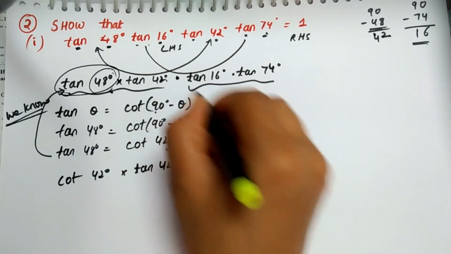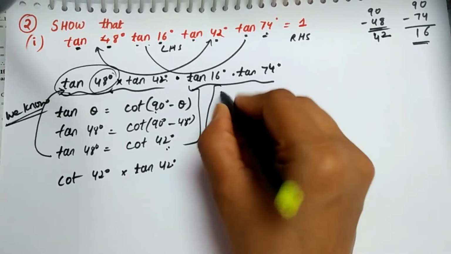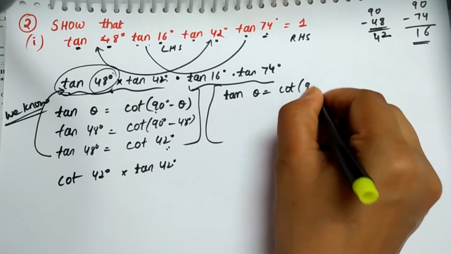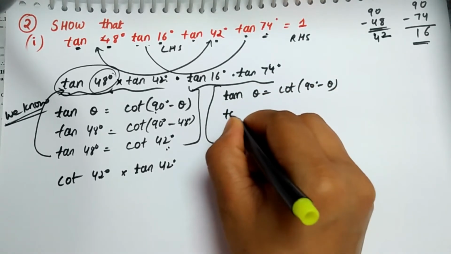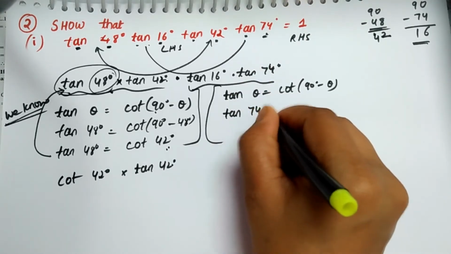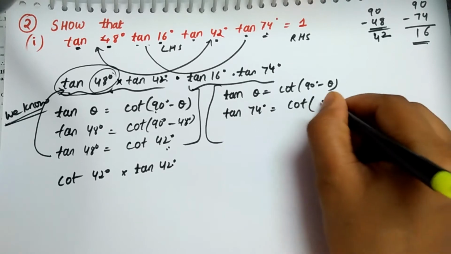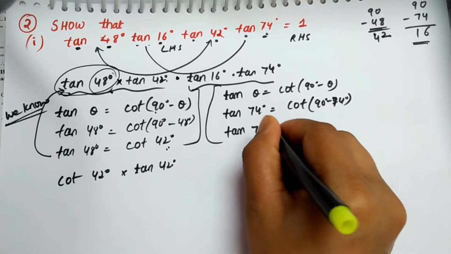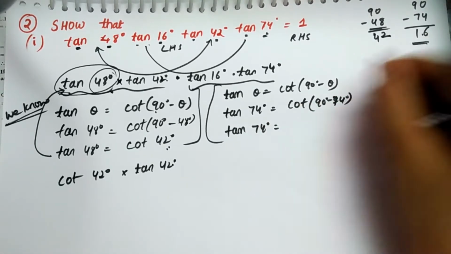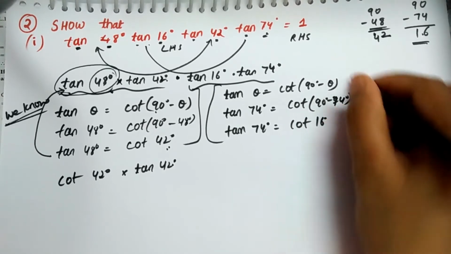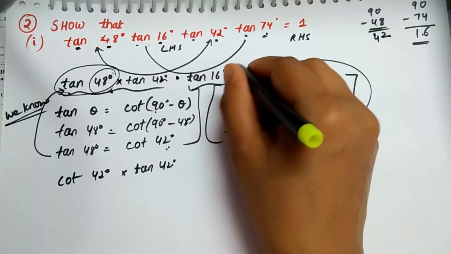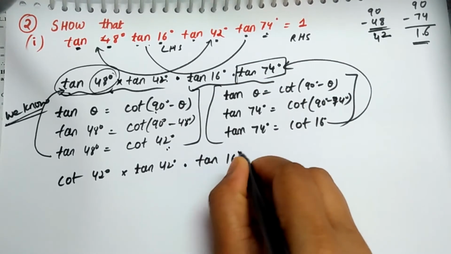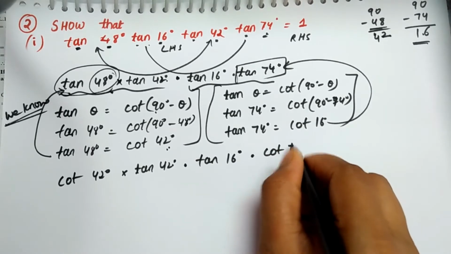This is the same thing that we are doing, and here the same thing applies. Tan theta is equal to cot of 90 degrees minus theta. Taking the highest value, tan 74 degrees becomes cot of 90 minus 74, what is that? We just got 16. So cot 16 degrees, right? So we are changing this value, into tan 16 degrees into cot 16 degrees, right?